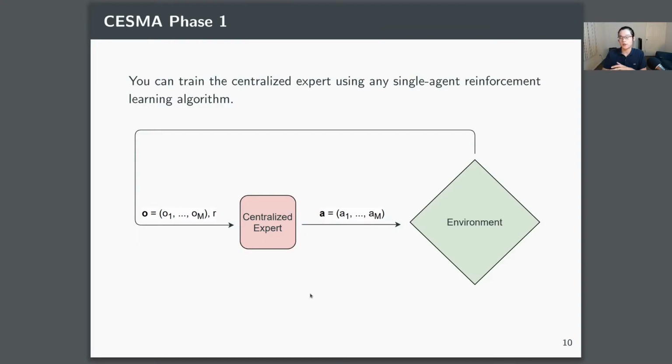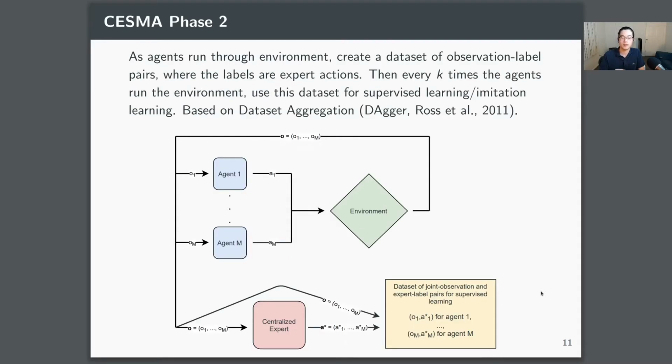So we can describe SESMA in two phases. In the first phase, the centralized expert basically learns the whole environment in a single agent fashion. So it just takes in the joint observations and the reward, and then outputs a joint action. And you do this enough, and hopefully you'll solve the environment. And you can solve the environment using any single agent reinforcement learning algorithm. In phase 2, that's when we try to decentralize the centralized expert in order to attain decentralized multi-agents.